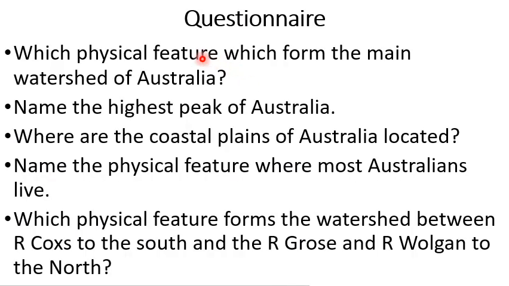Now children, I have some questions for you. Which physical feature forms the main watershed of Australia? Name the highest peak of Australia. Where are the coastal plains of Australia located? Name the physical feature where most Australians live. Which physical feature forms the watershed between the River Cox to the south and the River Grose and River Wolgan in the north?